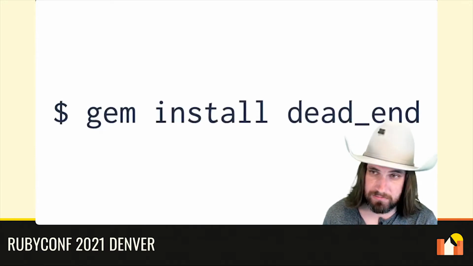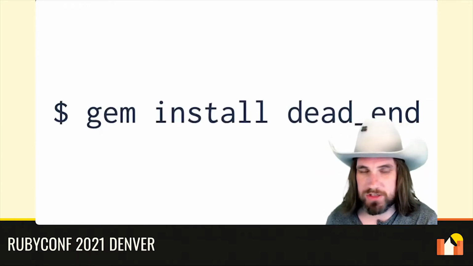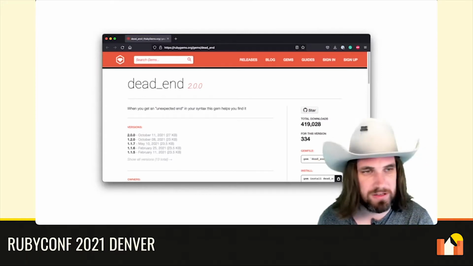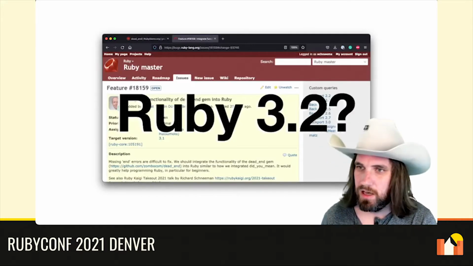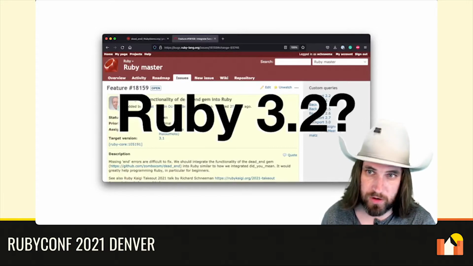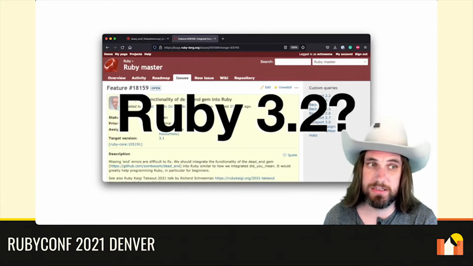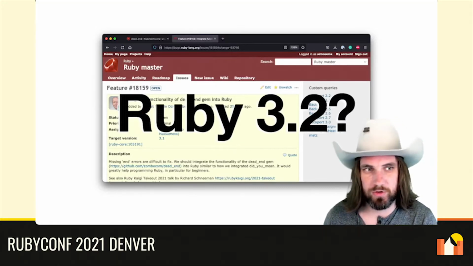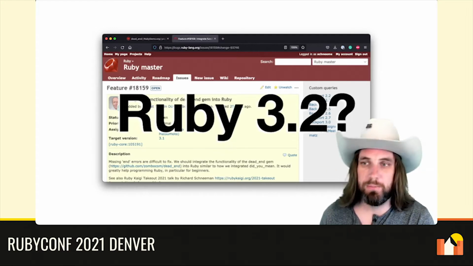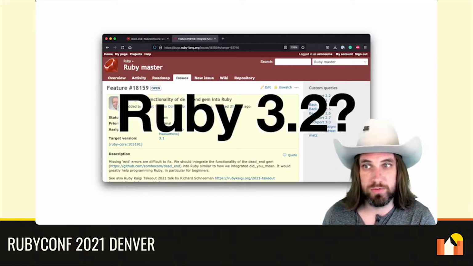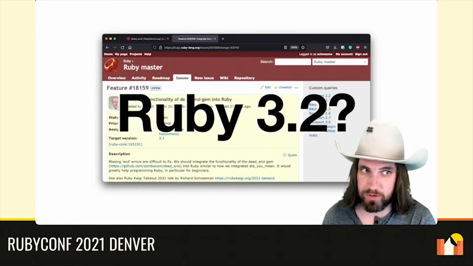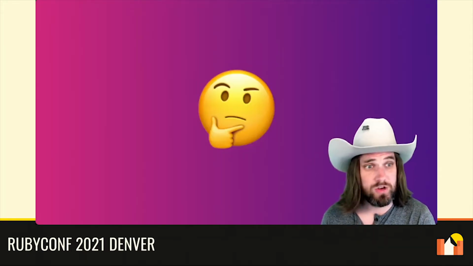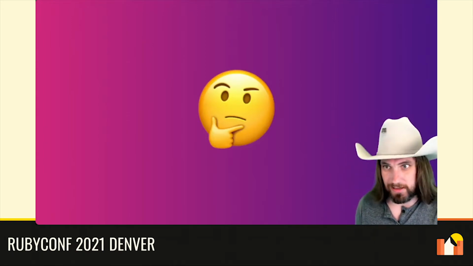You can have it today for the low cost of free. Gem install dead end. By the time you see the slide, we're going to have 500,000 downloads, probably, at least. And I am talking with Ruby Core to get dead end integrated directly into Ruby. We are targeting integration for 2022, so not this year, but the next, for the release of Ruby 3.2, which also means that there's plenty of time for you to give it a shot and give it a spin and give me some feedback.